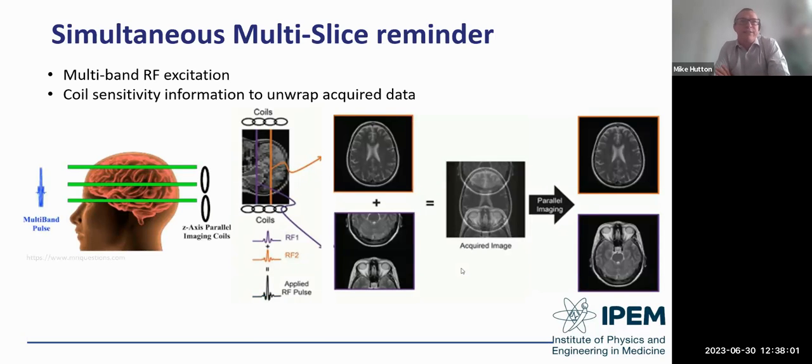So the generic technique is simultaneous multi-slice, and as many of you already know, this uses a multiband RF excitation. So we excite spins from 2 or more slices simultaneously. We collect that data. If we just collect that data and don't do anything else, then all that information is overlaid onto a single slice. But we can use coil sensitivity information like we would do with parallel imaging to unwrap that data into a separate 2 or more slices.